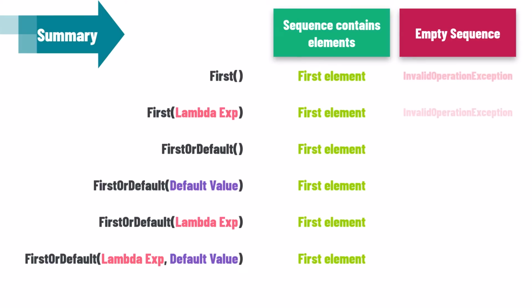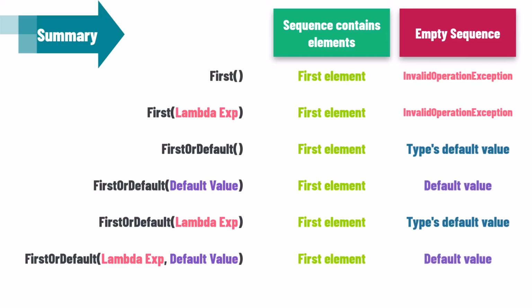The First method throws an invalid operation exception in both overloads. The first and third overloads of FirstOrDefault return the type's default value. And the second and fourth overloads return the entered default value. This is the difference between all overloads of both methods. Let's now check some examples to understand how to use the methods in real use cases.